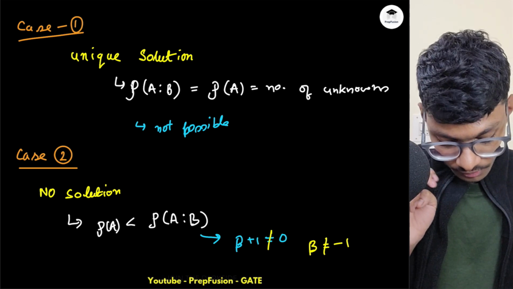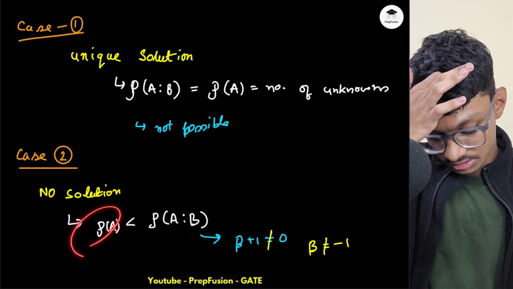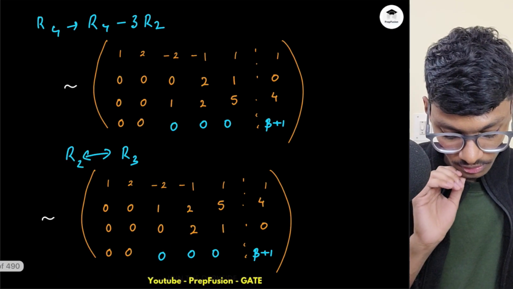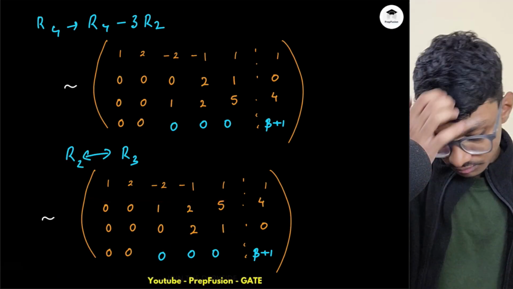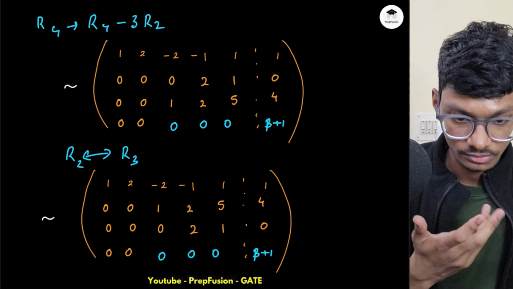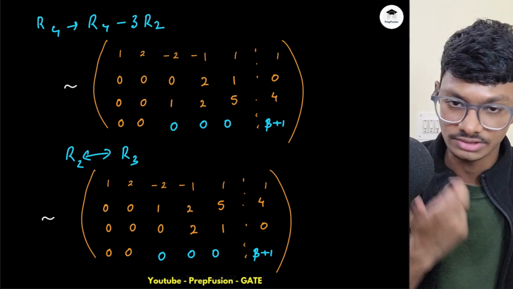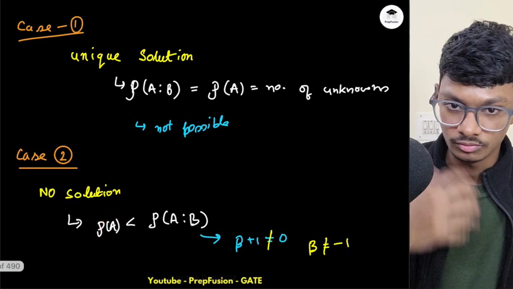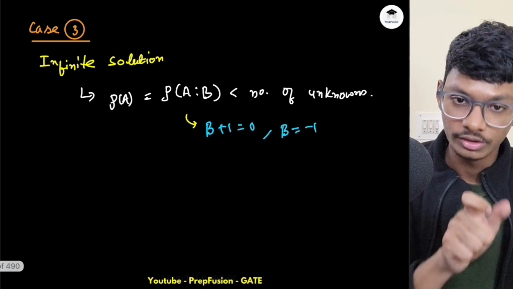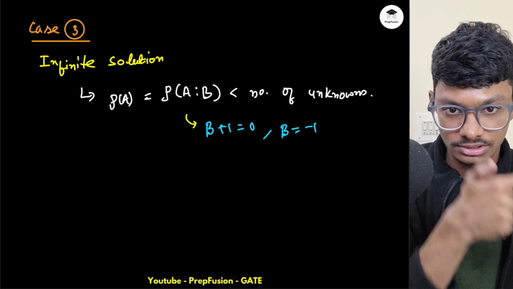But if you want to talk about it here, the rank of A is 3, and the total number of variables is 5. So here the nullity will be 2. Total number of variables is 5 and rank of A is 3, so nullity will be 2. But for no solution, we don't talk about it. We mainly talk about it in the infinite solution case.